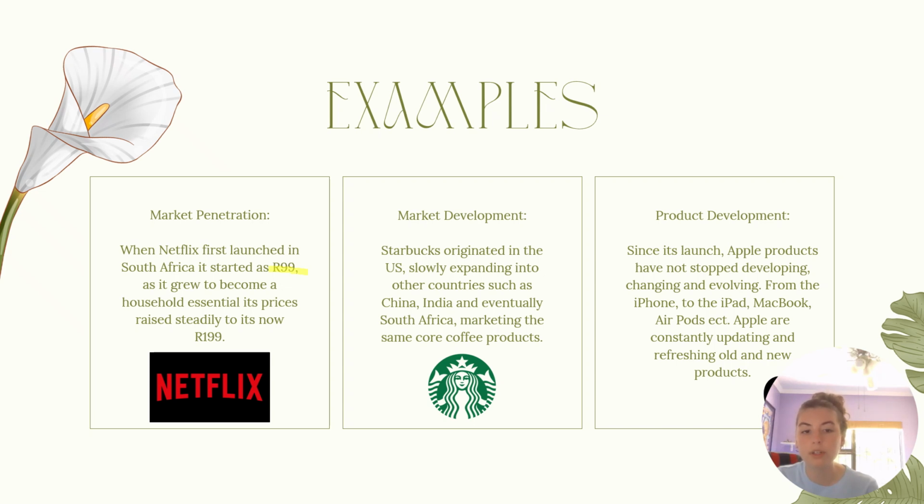For market development, we look at Starbucks, which originated in the United States, and it slowly expanded into other countries such as China, India, and eventually South Africa, marketing the same core coffee products. So the coffee that they sell in the United States at Starbucks is the same coffee they sell in Starbucks in South Africa. So that's how it's developing its market, because it's the same product, just different markets.